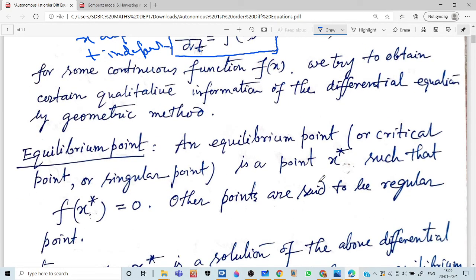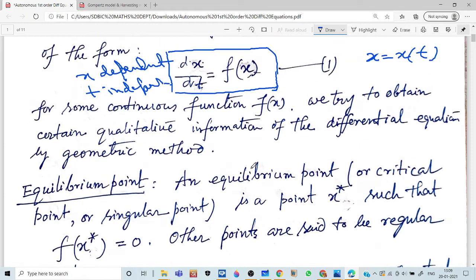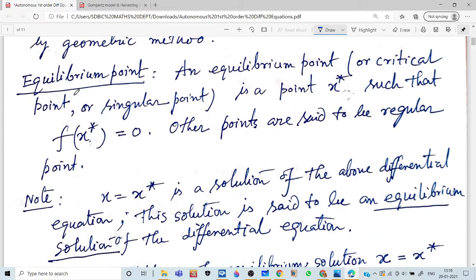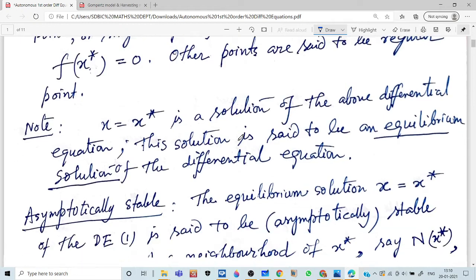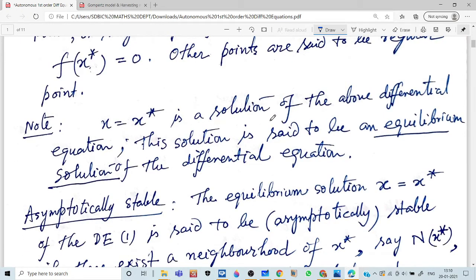Now what is the equilibrium point? An equilibrium point or critical point or singular point is a point x star such that f(x star) is equal to 0, and other points are called regular points. So in this expression 1, if f(x star) equal to 0, that is dx/dt equal to 0. Solving this, you get the singular equilibrium point, critical point. x is equal to x star is also a solution of the above differential equation 1, and this solution is said to be an equilibrium solution of the differential equation.